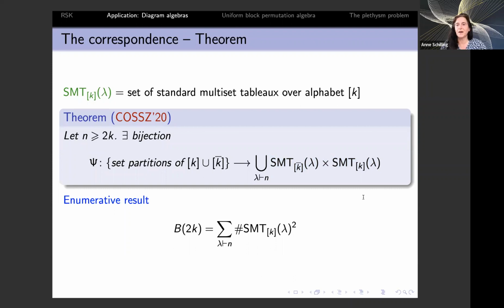And the nice consequence is, because we have a bijection, we get an enumerative result. The number of set partitions is given by the Bell number, so this is B_2k. And because we have a bijection, this is equal to the sum of the squares of the numbers of these sets of semi-standard multiset tableaux. So we get an enumerative result.